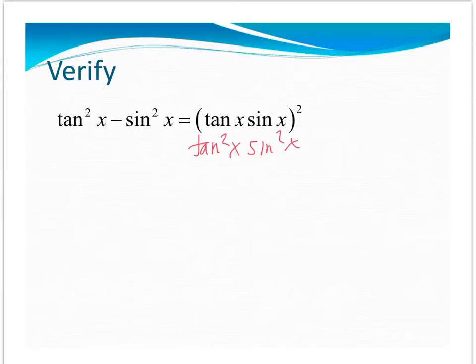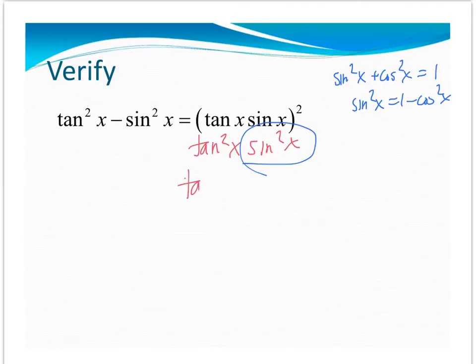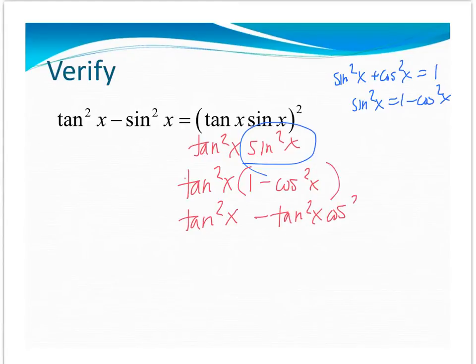Then I'm going to do a substitution. I'm going to replace sine squared x using my Pythagorean identity. Remember that sine squared x plus cosine squared x equals 1, so I can replace sine squared x with 1 minus cosine squared x. And we did substitutions like this quite a bit in class. From here I'm going to distribute tangent squared x minus tangent squared x cosine squared x.